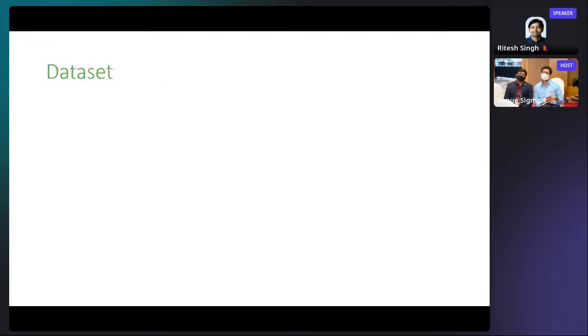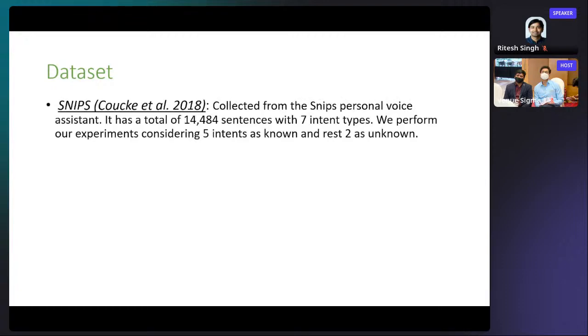We have used traditional benchmark datasets in natural language understanding systems. The first one is SNIPS, which was discussed for the first time in a 2018 paper by Coucke et al. The dataset was collected from SNIPS personal voice assistant sentences with 7 intent types. We perform our experiments considering 5 intents as known and the rest 2 as unknown.